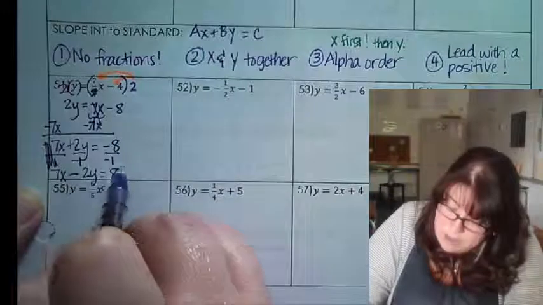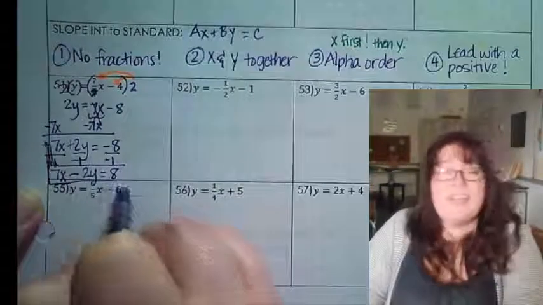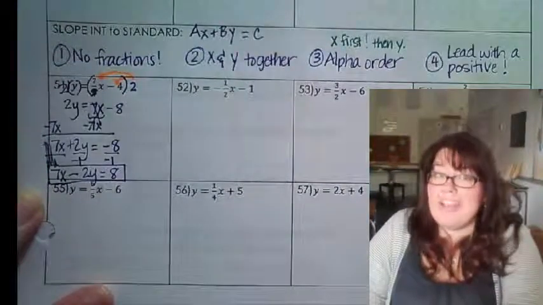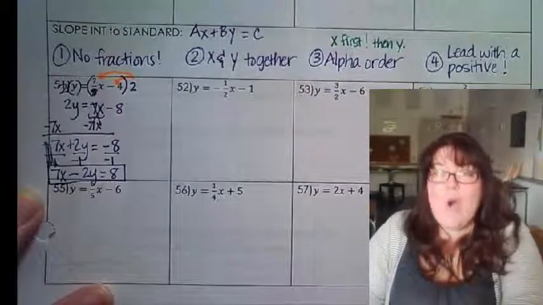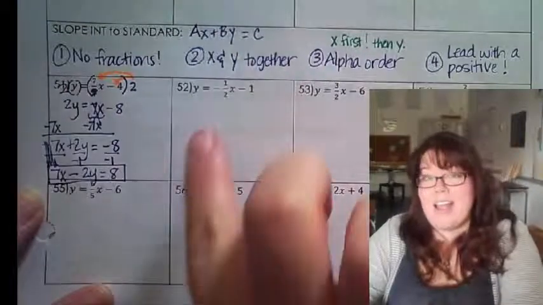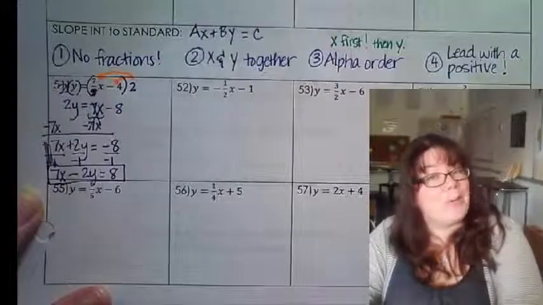So here is my final standard form. 7x minus 2y equals 8. Why don't you give the next one a try? See if you can do these 4 steps on your own.